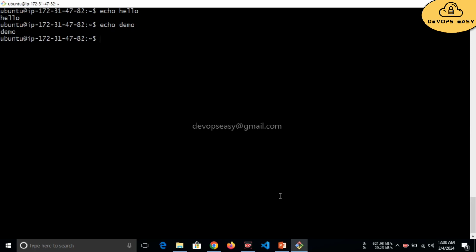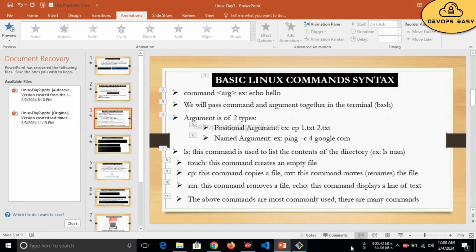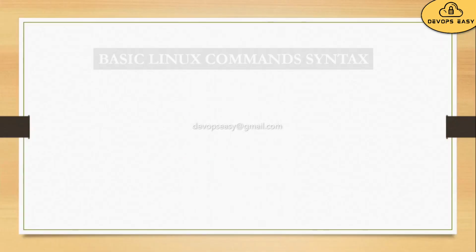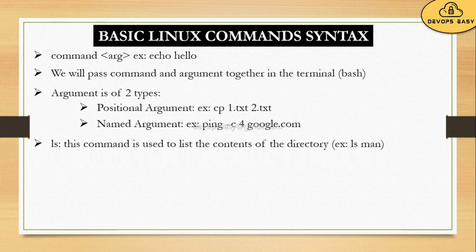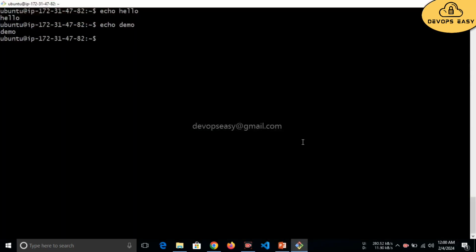In this argument, you will have two types of arguments, so that's what we are going to discuss right away. One is the positional argument, which is cp example 1.txt and 2.txt. What is this cp? cp is nothing but it will copy a file. A named argument is ping -c for google.com. That we call a named argument. I will show you with an example, then you will get an idea.